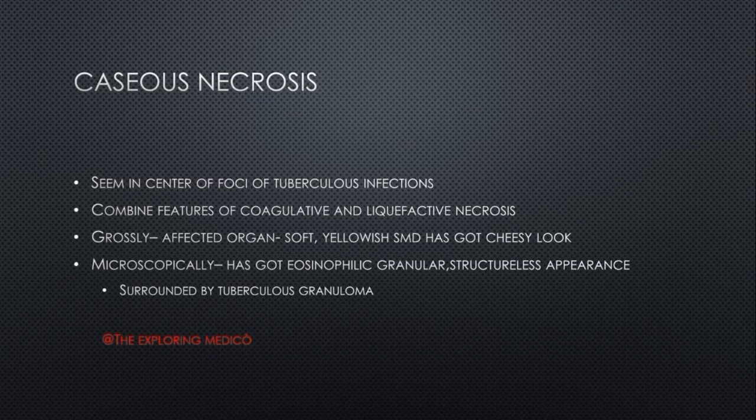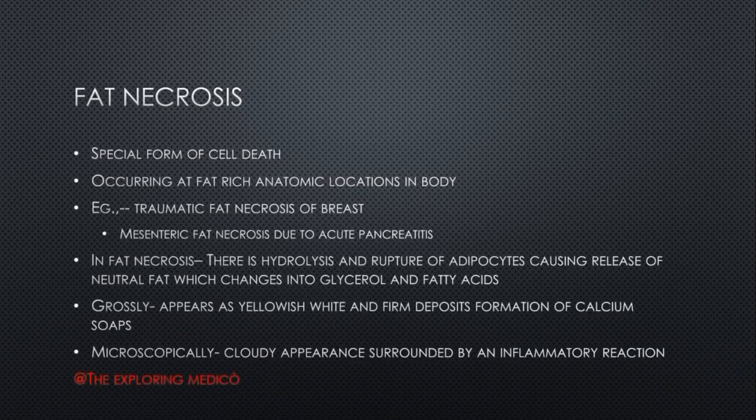Caseous necrosis is seen in the center of foci of tuberculous infection. It has combined features of coagulative and liquefactive necrosis. Grossly, the affected organ is soft, yellowish, and has a cheesy look. Microscopically, it has an eosinophilic, granular, and structureless appearance surrounded by tuberculous granuloma.